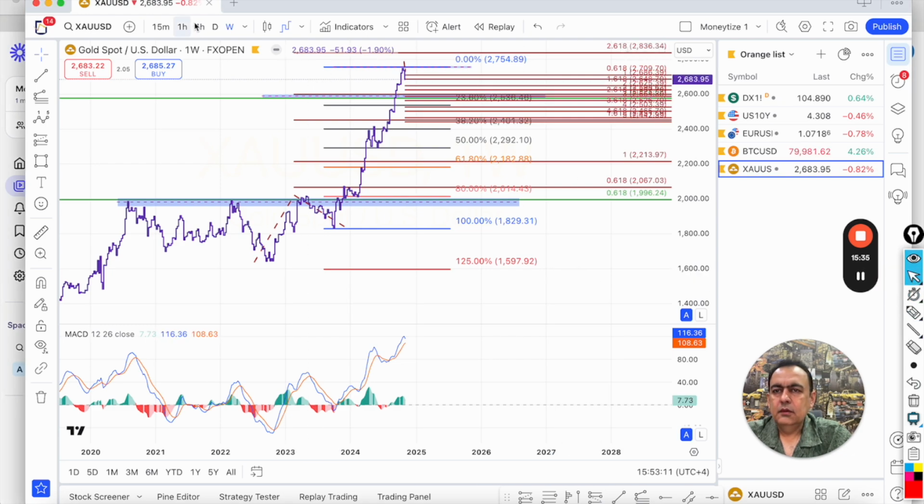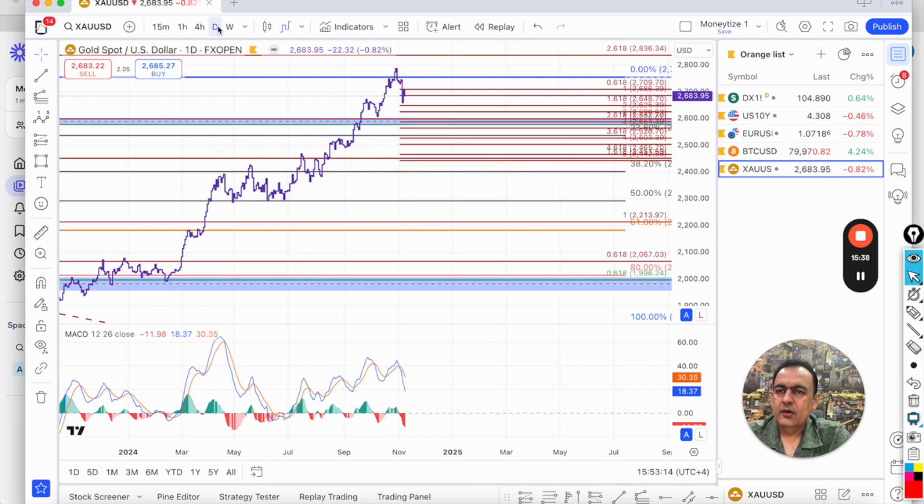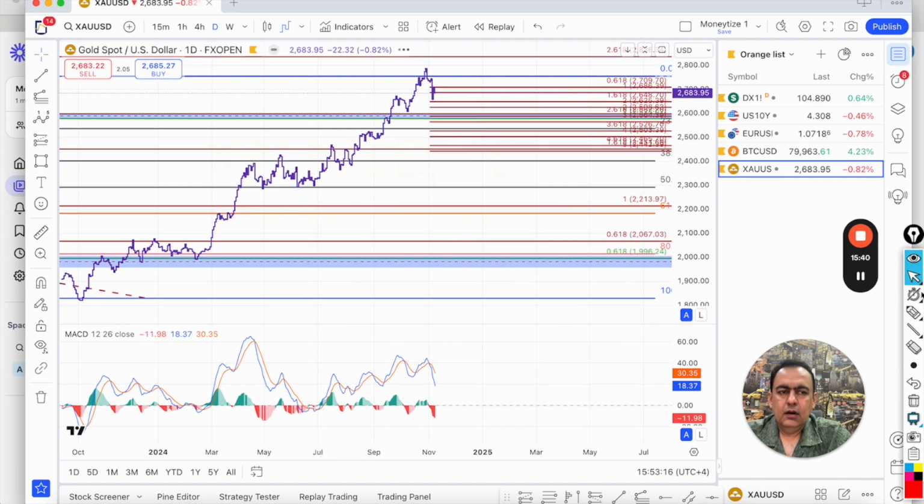Now I'm moving to the daily chart. So we have found bearish divergence on weekly, and now on daily, again we have bearish divergence on MACD lines and MACD histogram together, which means the buyers are exhausted and the sellers want to take control of this instrument. The major resistance is at 2757. I've mentioned this level in my previous video, that until gold remains lower than 2757, I'm expecting it to go lower. And moving to the next lower time frame, that's the 4-hourly chart.